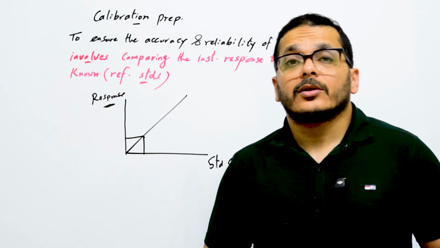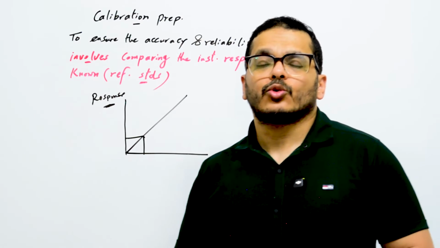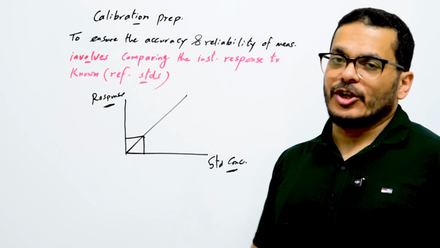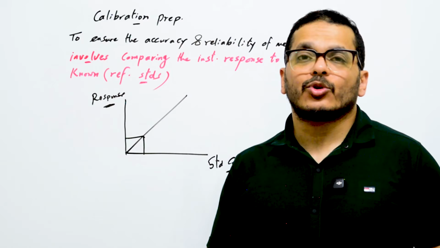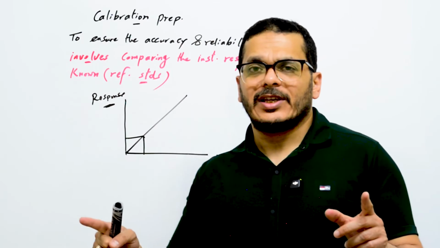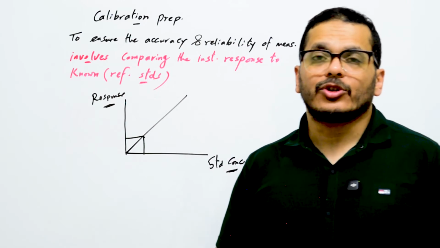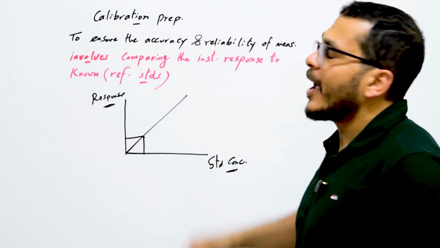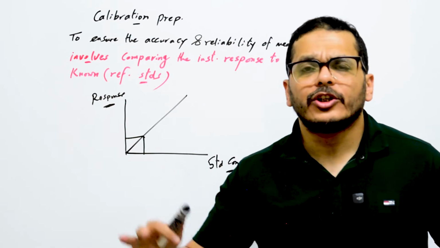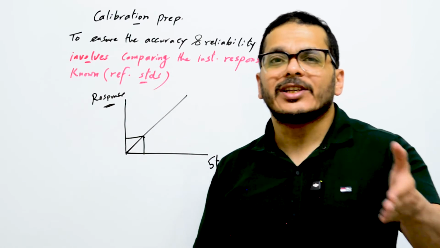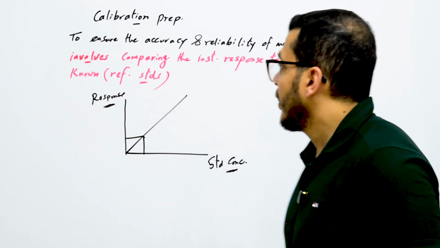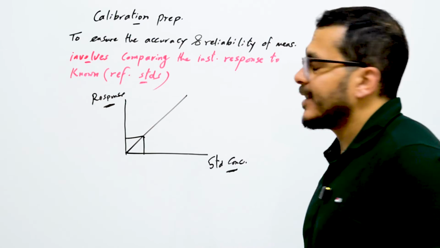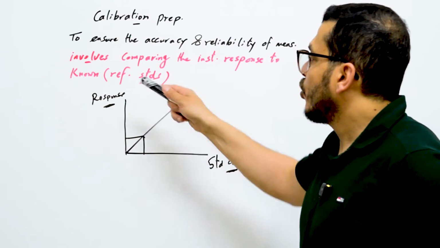First, we will start with the internal quality control program and calibration preparation. Calibration is very important for the instrument, not for the method, but for the instrument it is very important. You should ensure the accuracy and the reliability of measurements of all routine samples by using calibration. Calibration involves comparing the instrument response with a known reference standard.